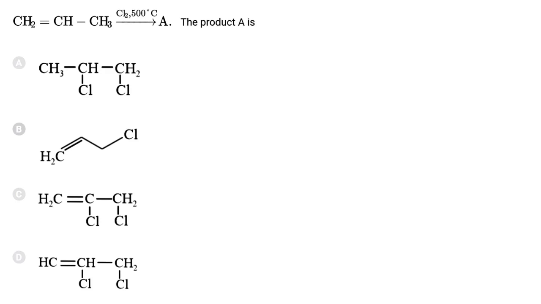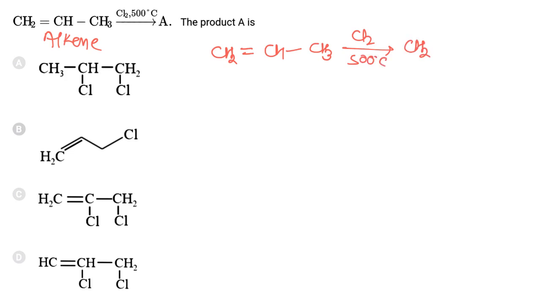In this question, we have to find the product of the given reaction. Now, this is an alkene, and when an alkene is treated with chlorine at high temperature, allylic substitution takes place, and due to allylic substitution it will form allyl chloride. So, allyl chloride is formed as the final product, and hence the correct answer is B.